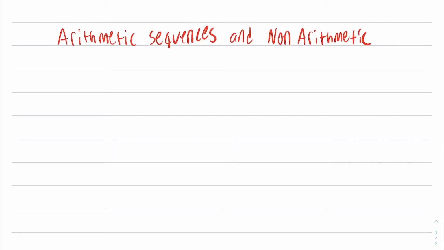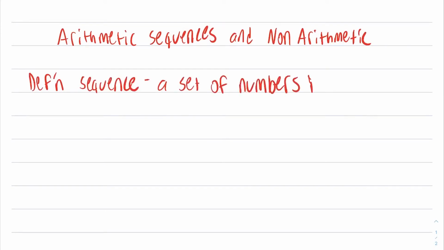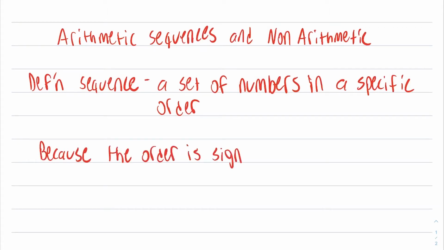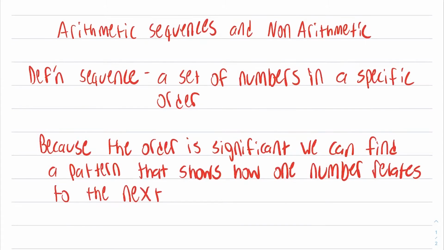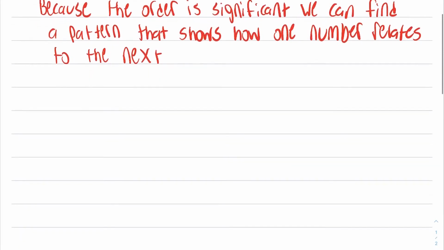Let's start out with the definition of a sequence. A sequence is a set of numbers in a specific order. Because the order of a sequence is significant, we're able to find a pattern, and that pattern is going to say how one number is related to the next number. And here are some examples of a sequence.